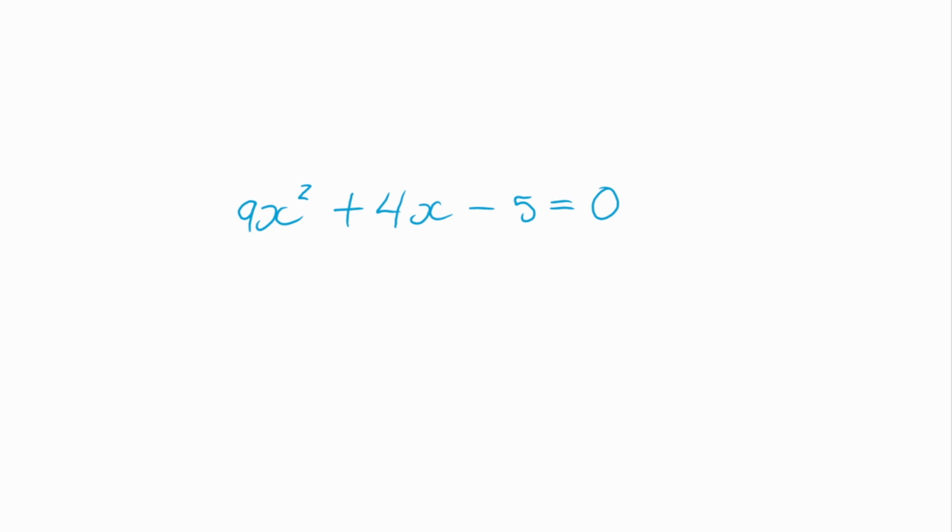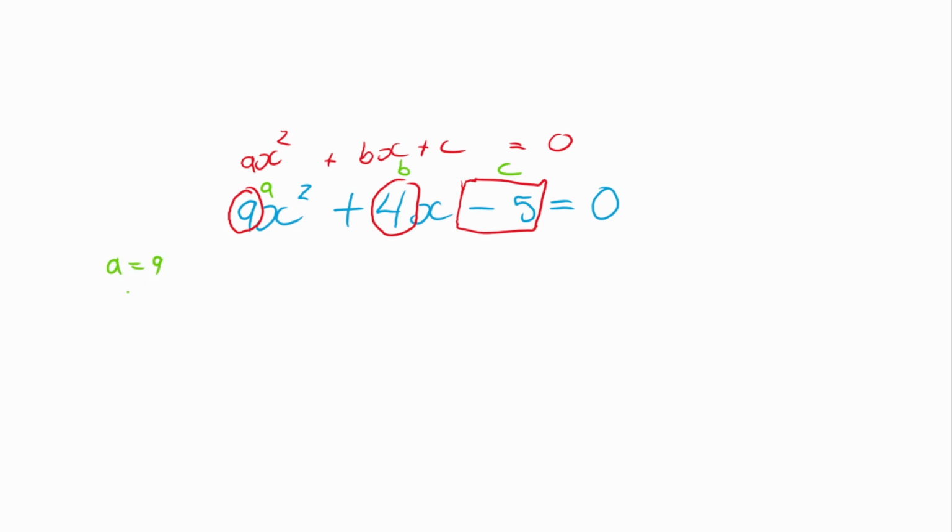First, let's do a quick bit of revision. Whatever is in front of the x squared we call a, because our normal form is ax squared plus bx plus c is equal to 0. So we have this in the normal form, and we see that this 9 is our a, this 4 is our b, and this whole thing, including the minus, is our c. Sorry, I don't know why I said that's a 4. It is indeed a 4, but I meant to say b there. So we have a is equal to 9, b is equal to 4, and c, careful, negative 5.